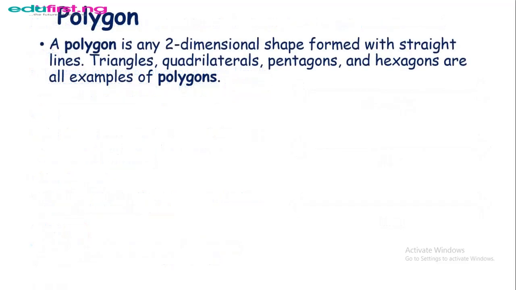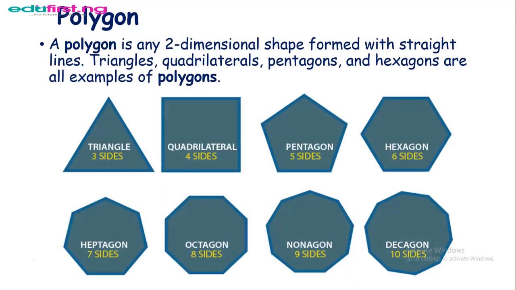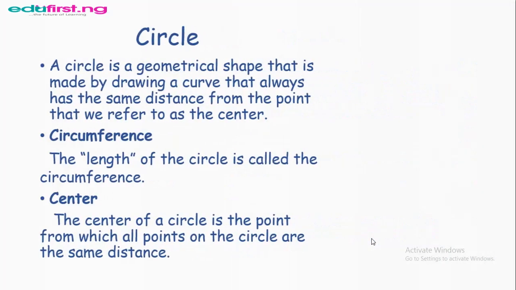Now a polygon. A polygon is any two-dimensional shape formed with straight lines. For example, triangle, quadrilateral, and pentagon. Also hexagon. All of them are examples of polygons. Now look at further examples of polygons. A polygon with 3 sides is a triangle, while a hexagon is a polygon with 6 sides. An octagon is a polygon with 8 sides, while a decagon is a polygon with 10 sides.